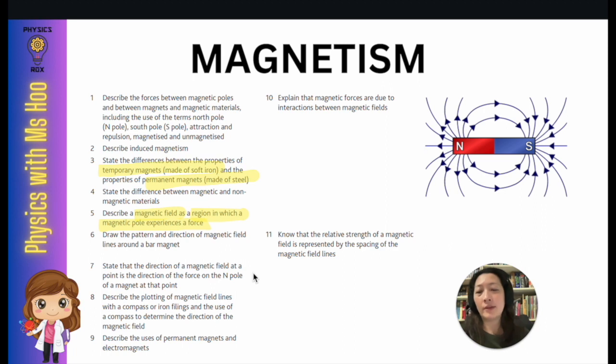You need to be able to state that the direction of a magnetic field at a point is the direction of the force on the north pole of a magnet at that point. You need to be able to describe the plotting of the magnetic field lines with a compass or iron filings and the use of a compass to determine the direction of the magnetic field, which is the experiment that you should have already learnt about using compass and the iron filings. And you need to describe the uses of permanent magnets and electromagnets.